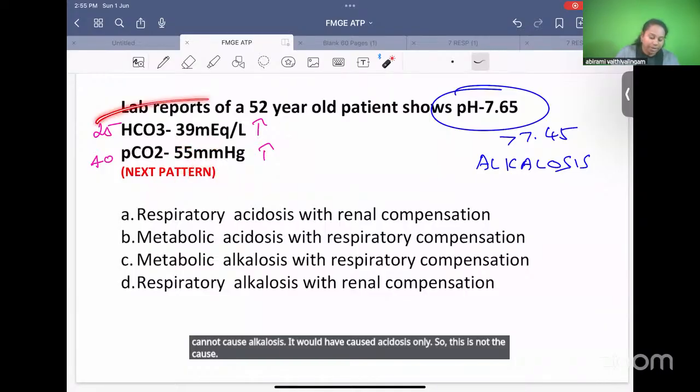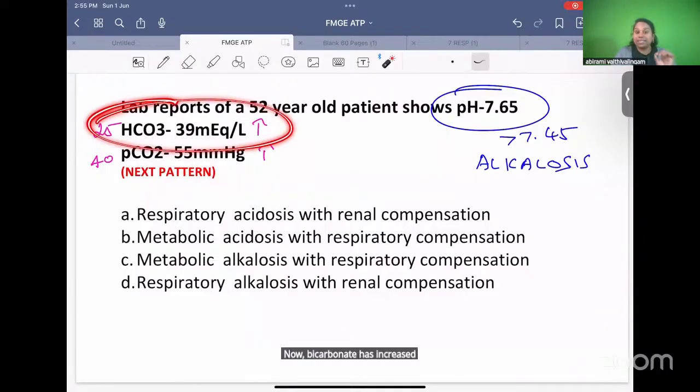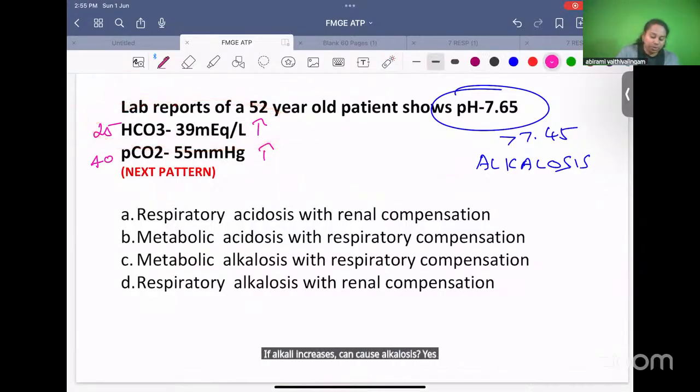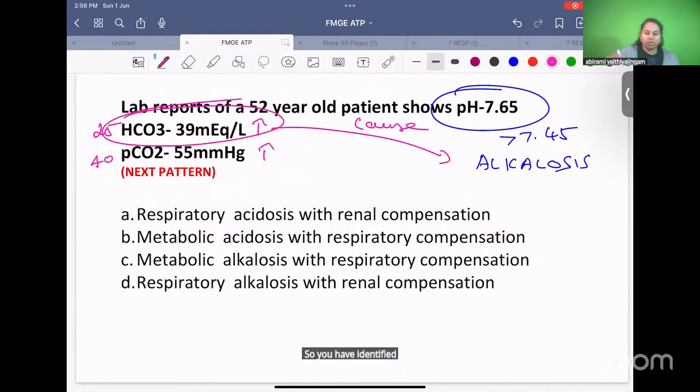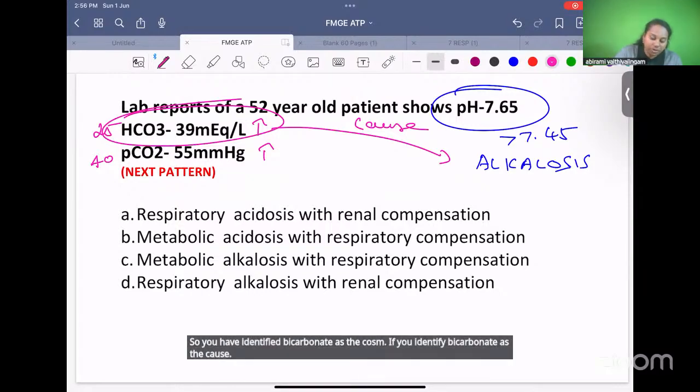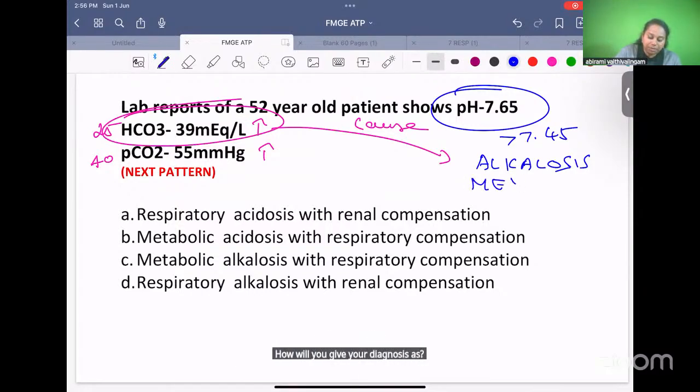So this is not the cause. Now, bicarbonate has increased. Bicarbonate is a base. It is an alkali. If alkali increases, can it cause alkalosis? Yes. So this only is the cause. So you have identified bicarbonate as the cause. If you identify bicarbonate as the cause, how will you give your diagnosis? Metabolic. Yes, it is metabolic alkalosis.